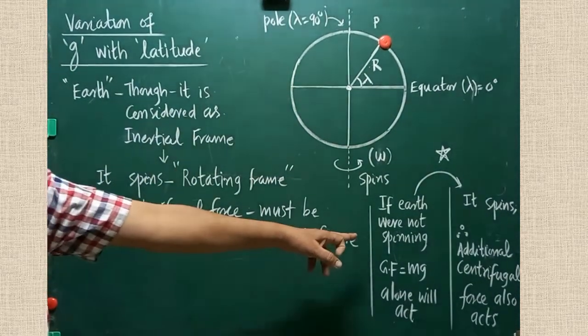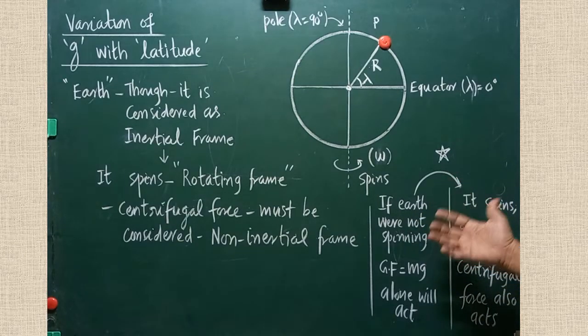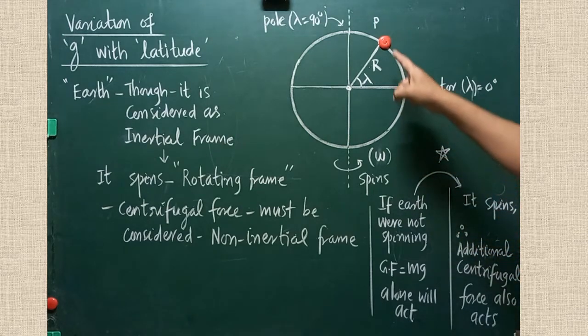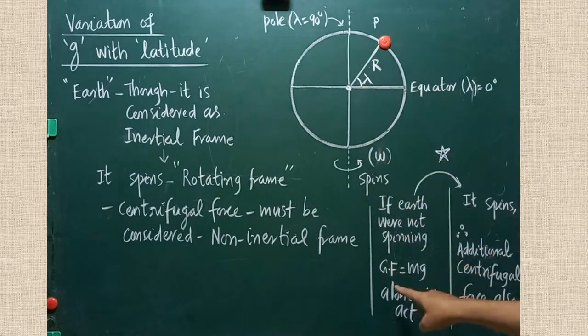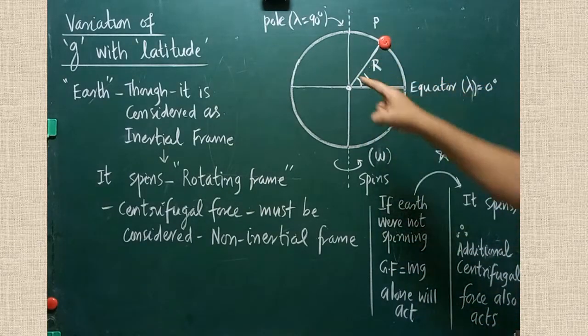Here I have already written one more important point. Look at the sentence which is written here. If earth were not spinning, it is an imaginary assumption. That's why we have written the term 'were not spinning'. If earth were not spinning, if such an assumption is taken, only one force will be acting. Gravitational force alone will act. That gravitational force is nothing but mg. That alone will act in this direction.